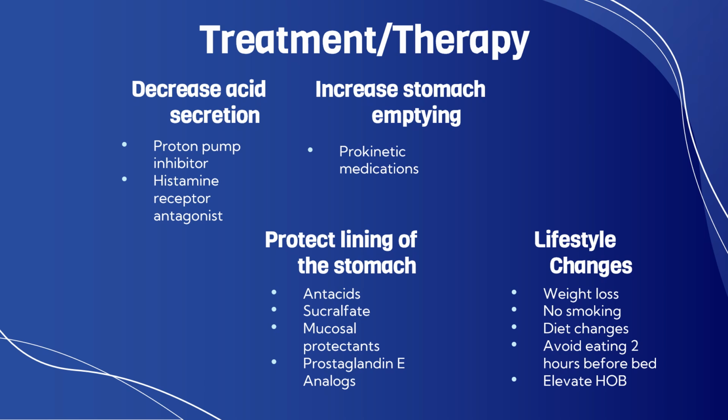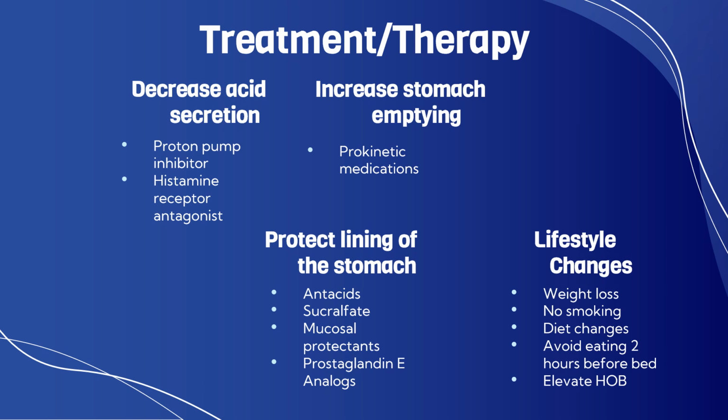So we're going to avoid eating chocolate, nitrates, remember things that are going to cause dilation. Citrus will actually decrease the LES pressure. We want to avoid caffeine, because remember that's going to be a stimulant for acid. We're going to avoid tight-fitting clothes, especially around the abdomen. And then elevating the head of the bed.